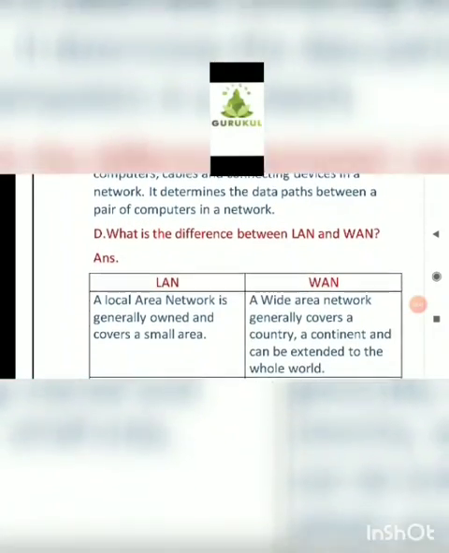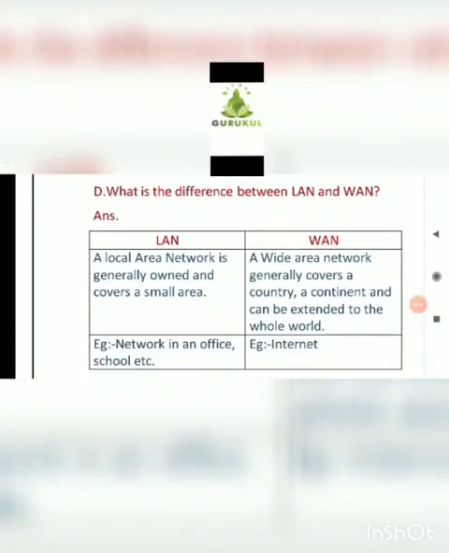Next one, what is the difference between LAN and WAN? Based upon the area or size of the network system, it is divided into many types. Most widely used terms are LAN, MAN and WAN. First one is LAN, local area network. MAN, metropolitan area network. WAN means wide area network. So here we need to differentiate only between LAN and WAN.